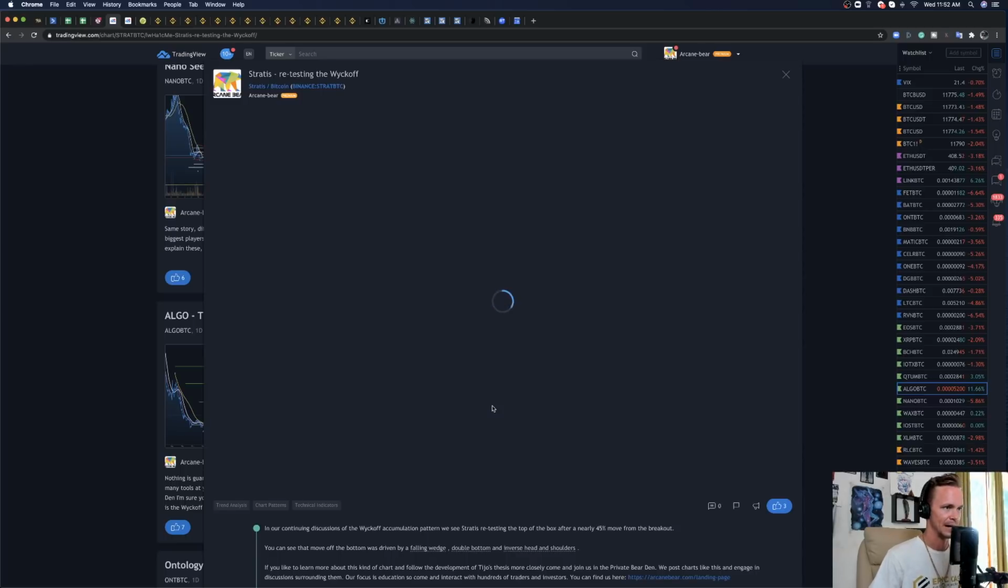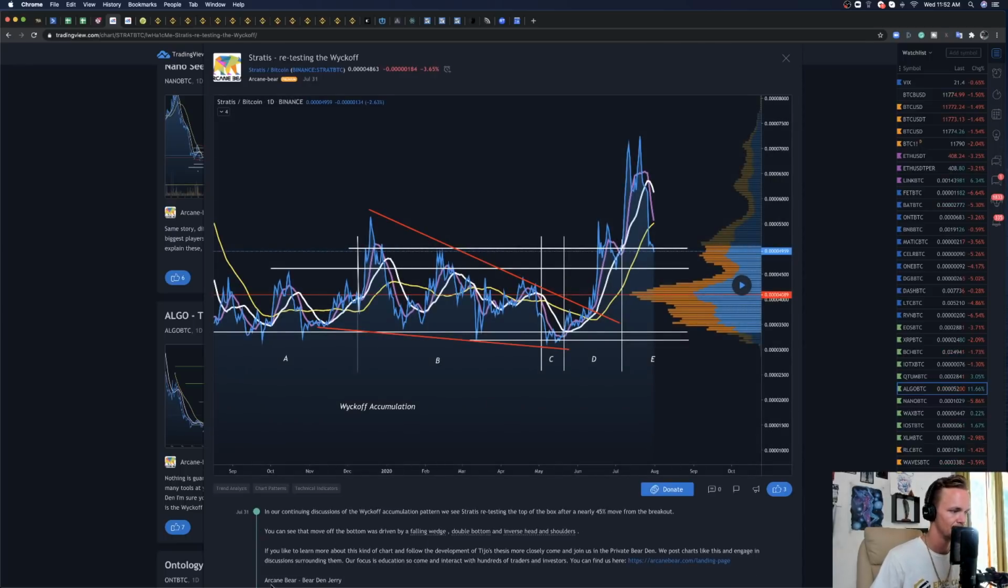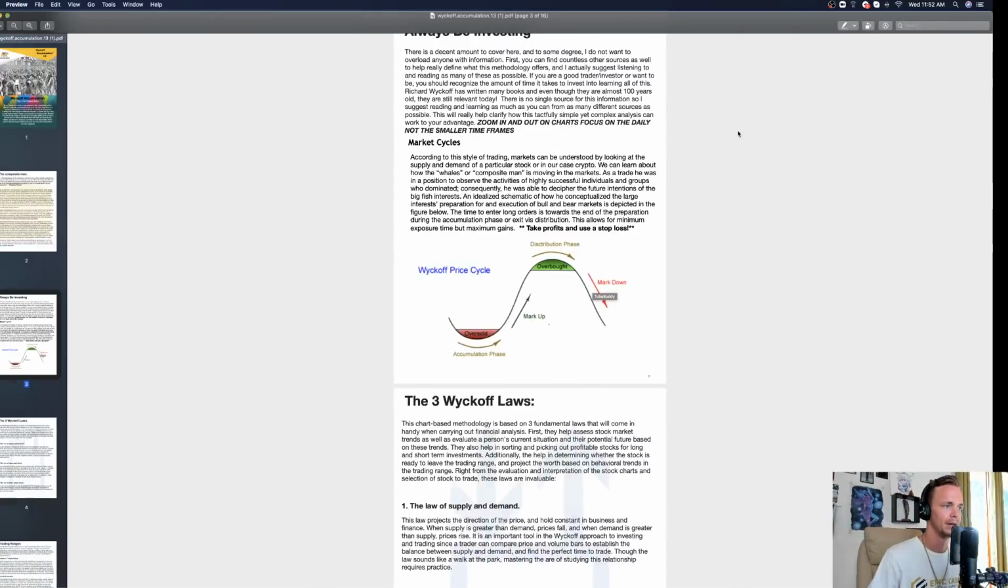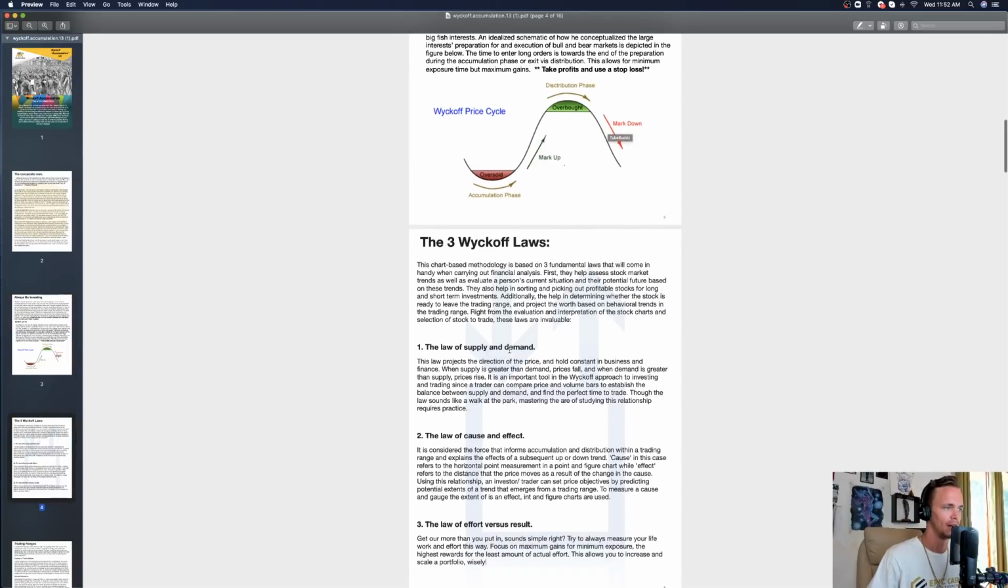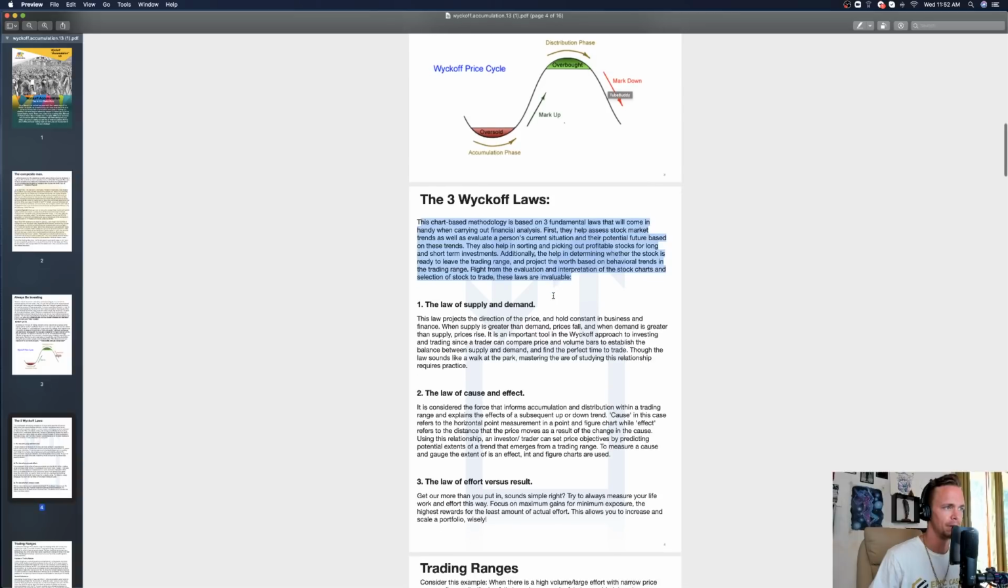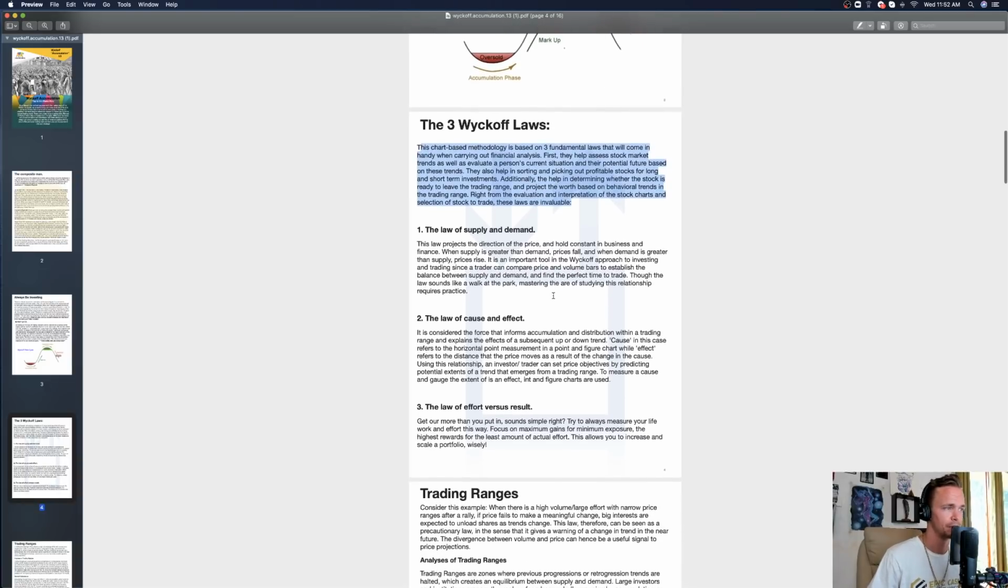So let's look at Stratus. Stratus here, we'll give a shout out to Arcane Bear Den Jerry for drawing this one up. We saw the final LPS test right here. And look, we're probably actually creating a secondary LPS test as well. So these are important because when we go back and look at these Wyckoff laws, well, what do we want to do? Okay, well, this chart methodology is based off 3 fundamental laws. So this is going to help explain those trends as we move through them.